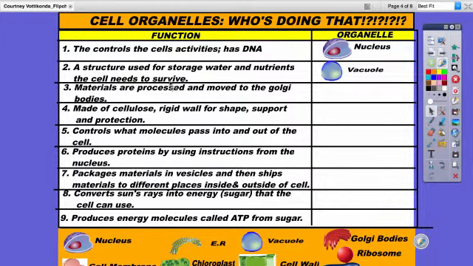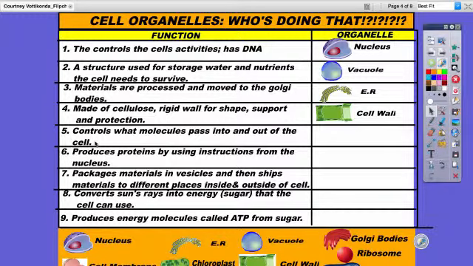Let's go ahead and look at number 3. Materials are processed and moved to the Golgi bodies. That is the ER's job. And remember that ER stands for endoplasmic reticulum. Let's move on to number 4. Made of cellulose, rigid wall for shape, support, and protection. The answer is cell wall. And don't forget that the cell wall is only found in plant cells. They're not in animal cells.